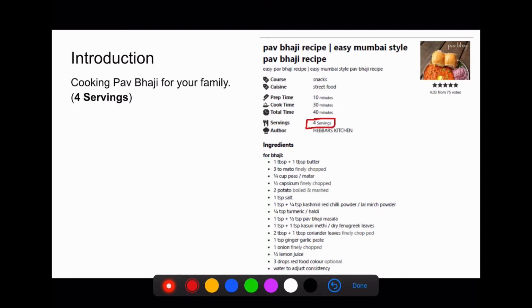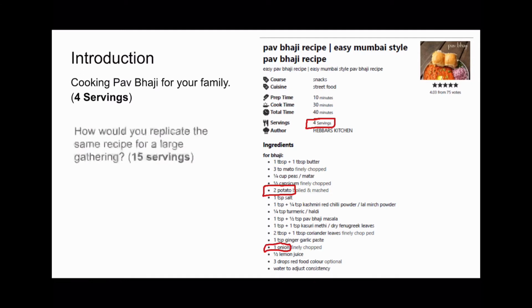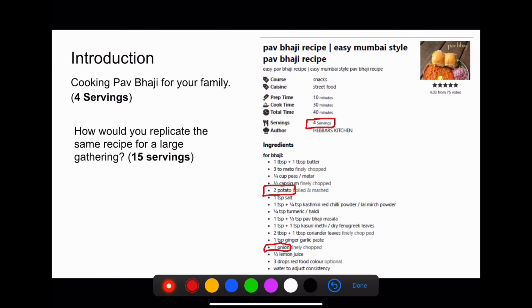For example, you can take 2 potatoes for this recipe and 1 onion, like that. But what if you wanted to replicate the same recipe for a large gathering, and suppose you wanted to serve 15 people, but you still wanted to follow the same recipe to get the same taste, right? How can you modify the same recipe?